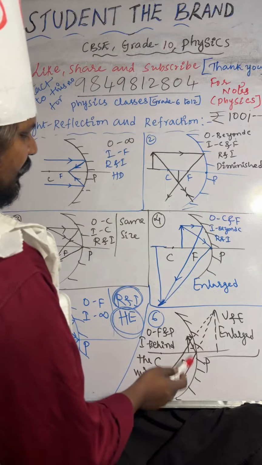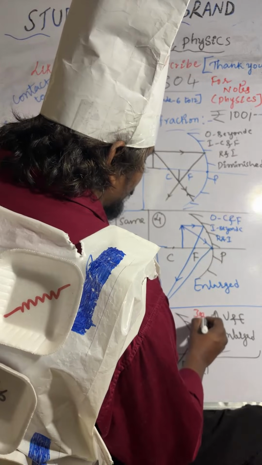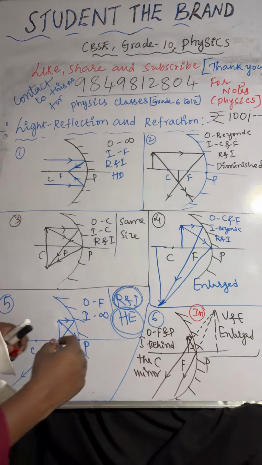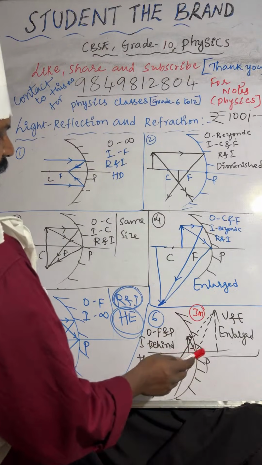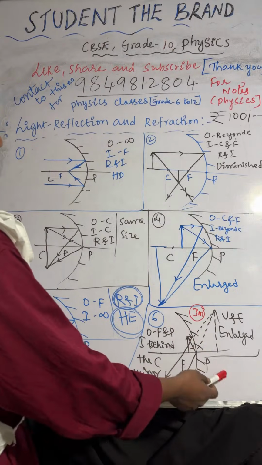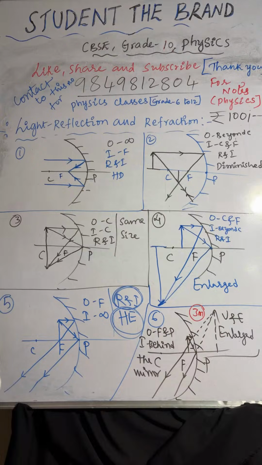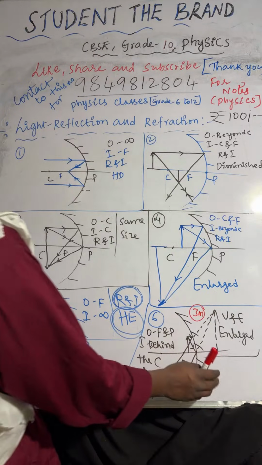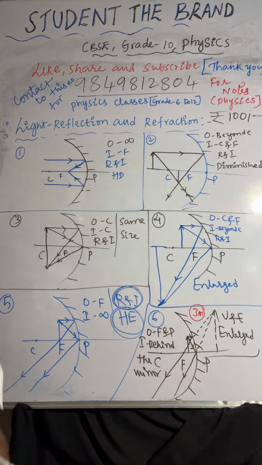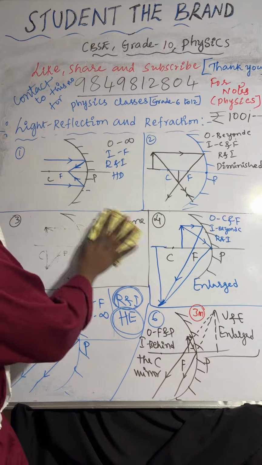And the last case is very important. This question will come for 3 marks. So practice once carefully. Definitely this question will come. Object is placed between F and P. Image will form behind the mirror. Nature of the image is virtual, erect and enlarged. So it is a 3 marks question. Applications are also very important. Make sure that you are learning all these points. Okay, next.